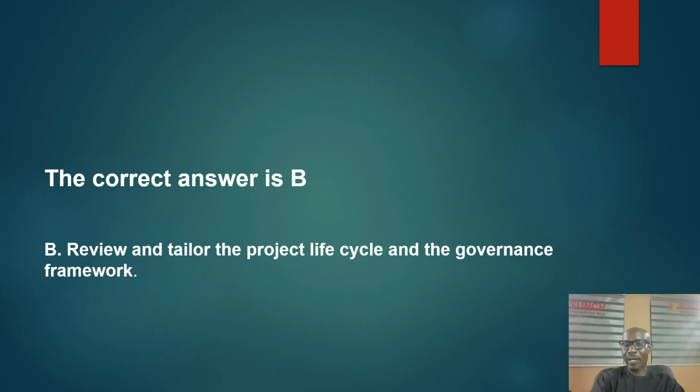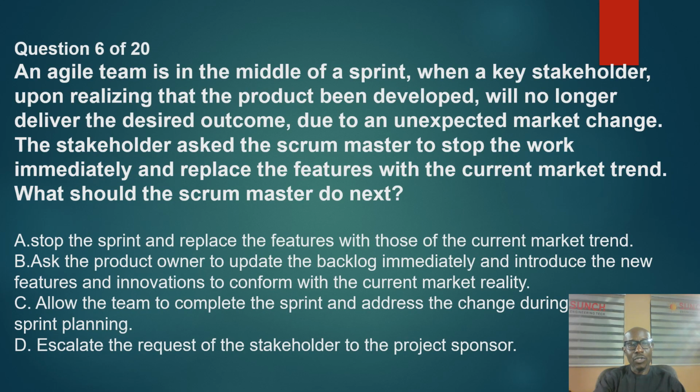Let's move to our next question. Question number 6. An agile team is in the middle of a sprint when a key stakeholder, upon realizing that the product being developed will no longer deliver the desired outcome due to an expected market change, asks the Scrum Master to stop the work immediately and replace the features with the current market trends. What should the Scrum Master do?